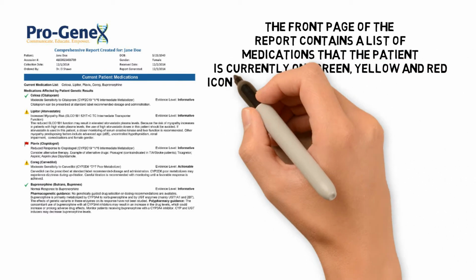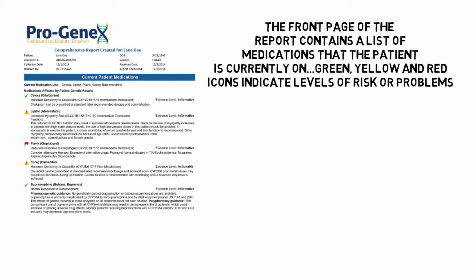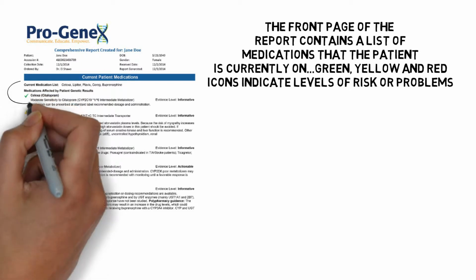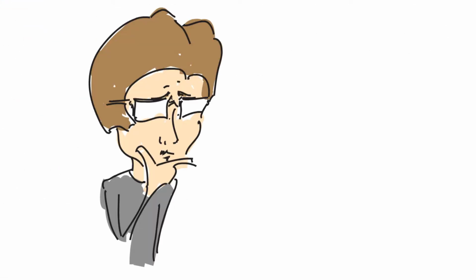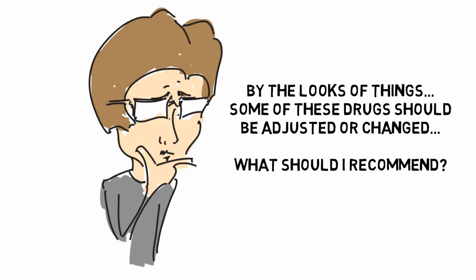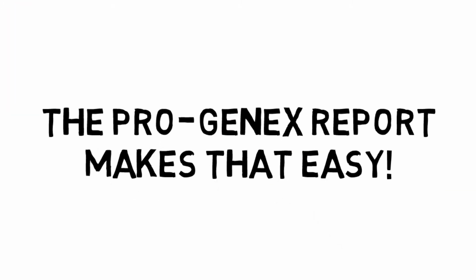Colored icons give you clues as to their level of risk. You can see that the red and yellow icons might suggest changes are necessary. But what would you recommend? Our report makes that easy.